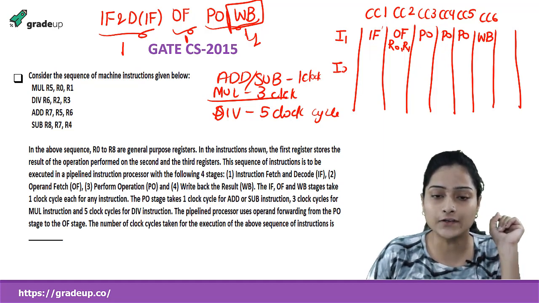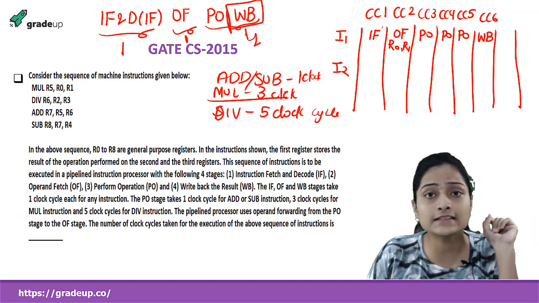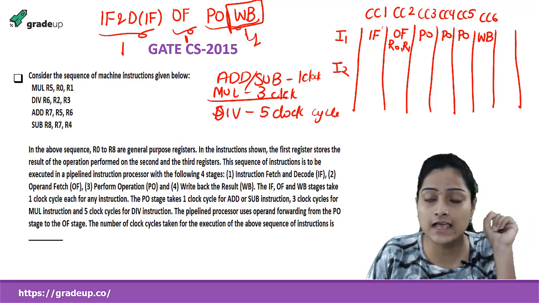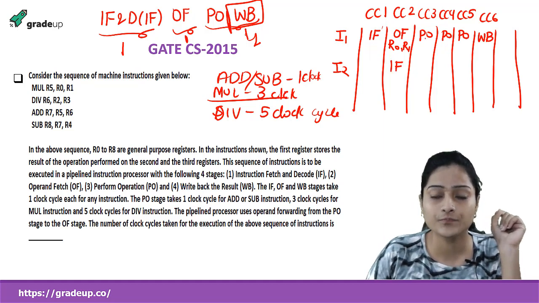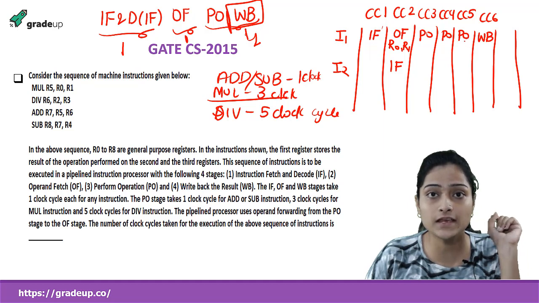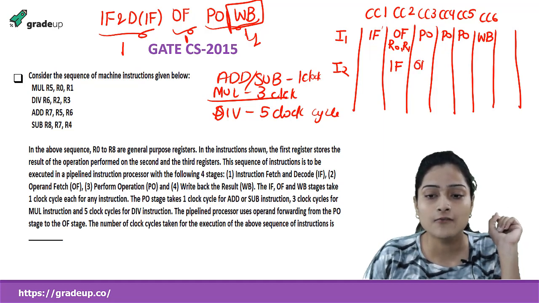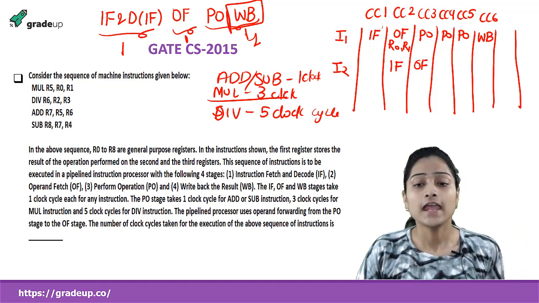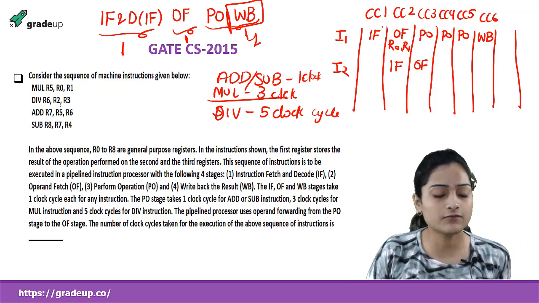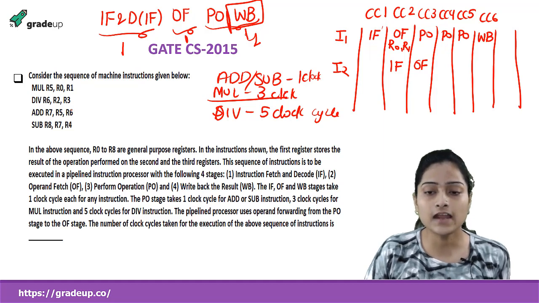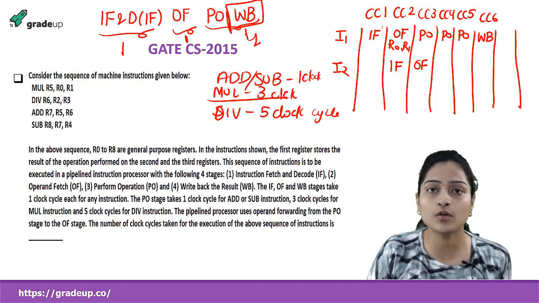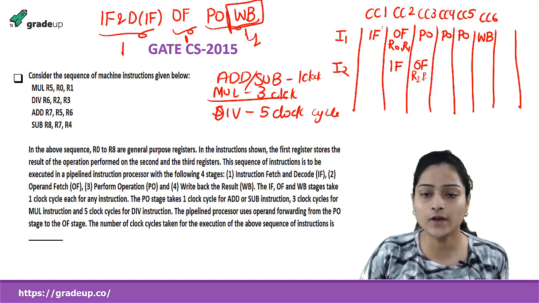Let us see the execution of I2. This I2 will be inserted into my pipeline execution sequence at clock cycle 2, while my instruction I1 is in OF stage, because we are using the concept of pipelining, we can insert the new input before the completion of previous input. I will insert IF over here. When I1 is moving towards PO stage, perform operation stage in clock cycle 3, we will move towards operand fetching stage. Now see, in this operand fetching stage, it requires to read values R2 and R3. We can directly read R2 and R3 because no operation has been performed on R2 and R3.